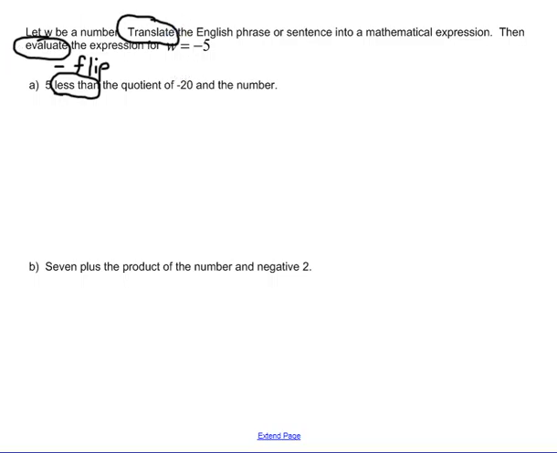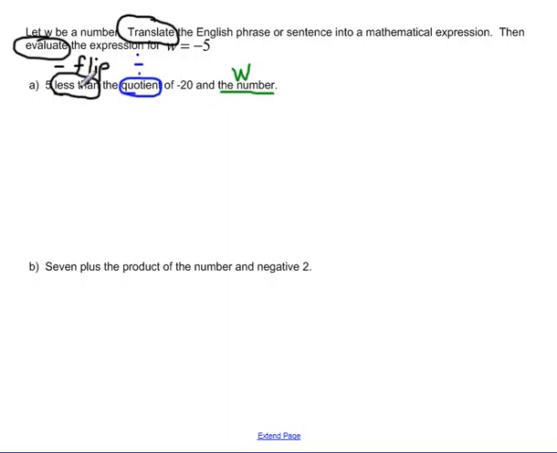Now, what other information do I have here? I can see that we're going to be talking about a quotient. So remember that a quotient is referring to a division problem. So the quotient of -20 and the number, and they told us up in the original problem that the number that we want to be working with is W. So let's see if we can translate this.